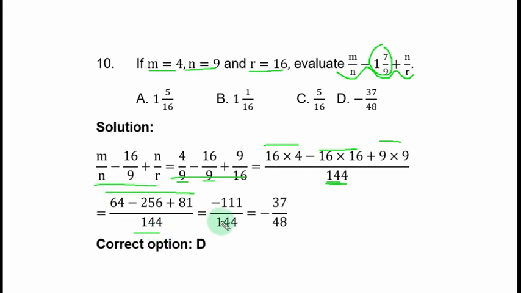When you add and subtract, you have minus 111 over 144. If you reduce by dividing by the highest common factor, you have minus 37 over 48, and the correct option there is option D. Option D. Okay, the highest common factor that can divide the two numbers is 3. So you have minus 37 over 48. So note that.